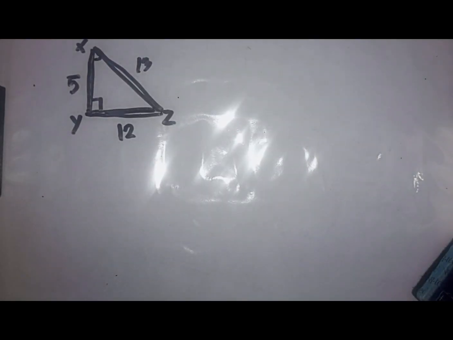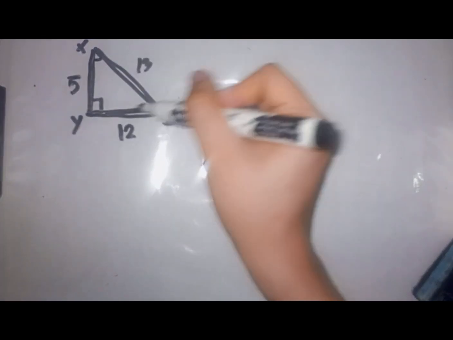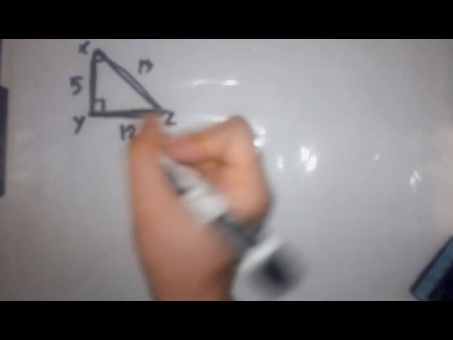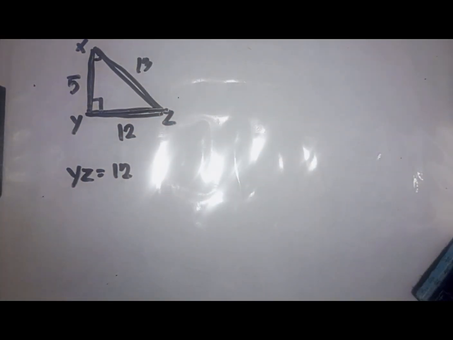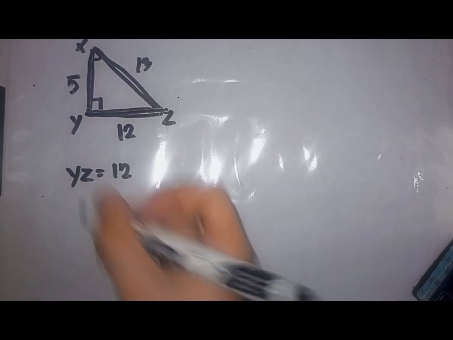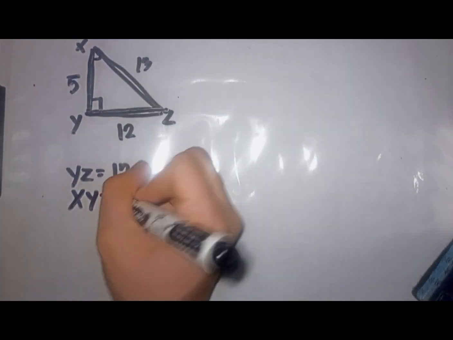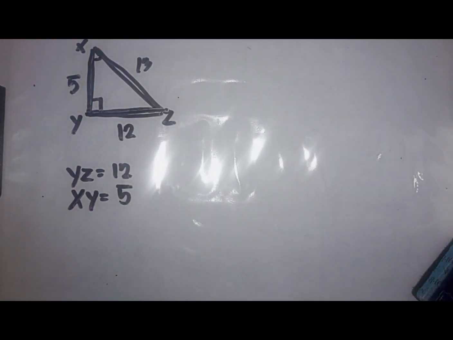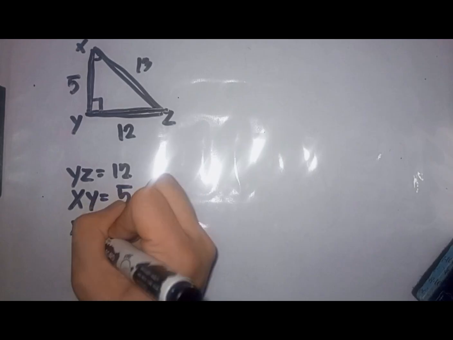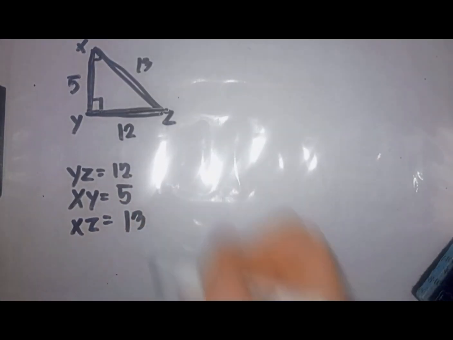So now we identify the sides. The opposite side from angle X is YZ, which is 12. The adjacent side next to angle X, not the hypotenuse, is XY, which is 5. And the hypotenuse, which is the longest side, is XZ, which is 13.